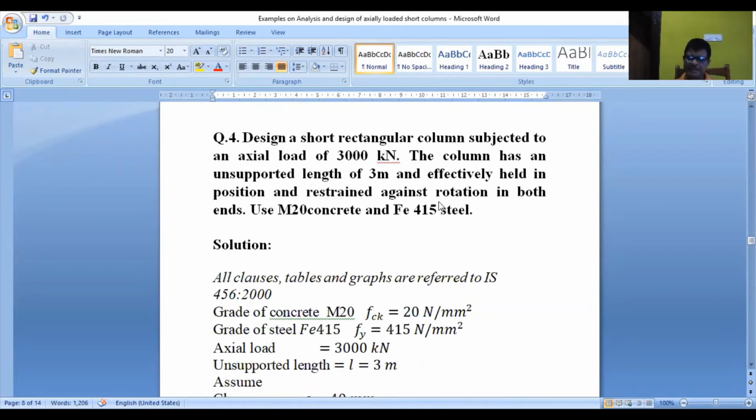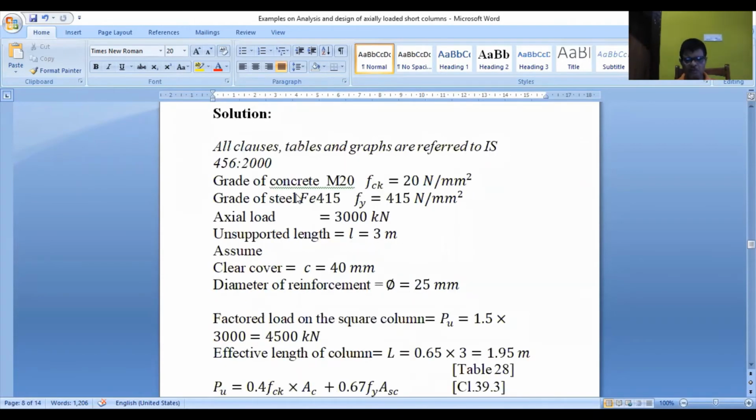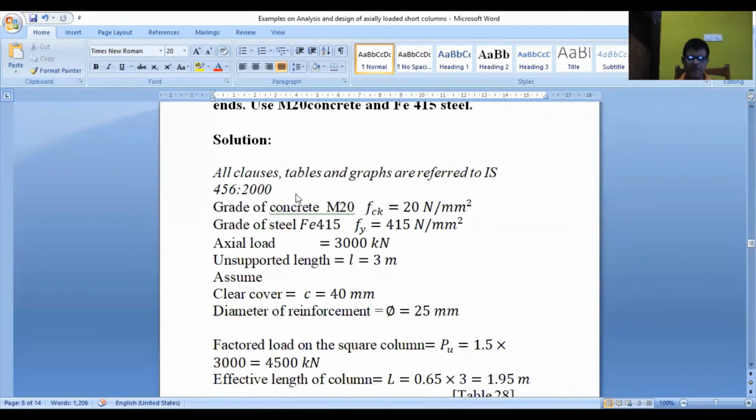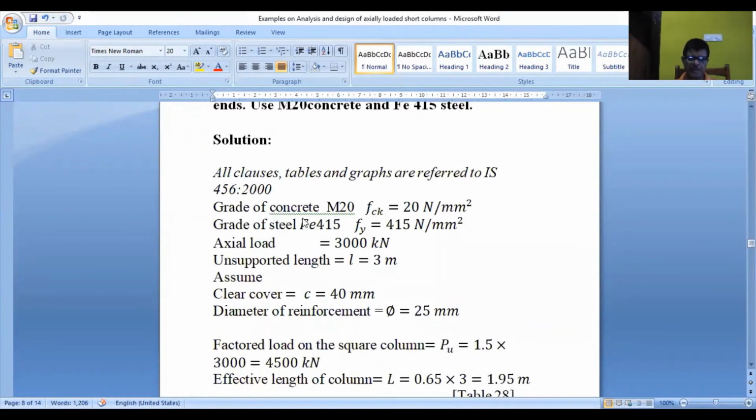The procedure remains same, only in the gross area you have to fix the B value, that is the width and the depth of the section. Now it is already given design a short column, so you may or may not check, but you may also check this value for the short column.